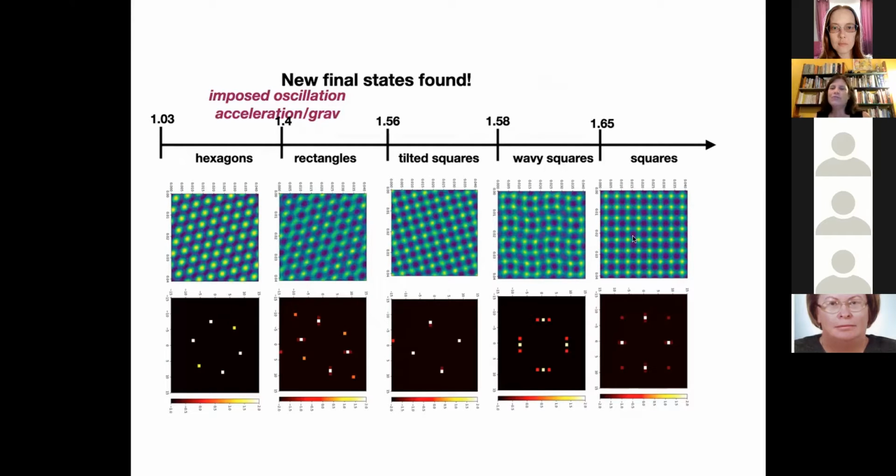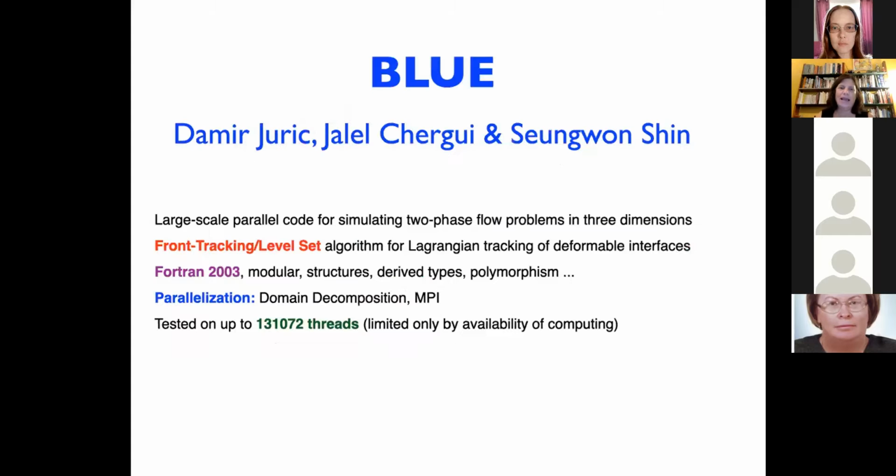So we found all of these different patterns, not just the waves, but to our surprise, we also found these other patterns. This is what they look like in the Fourier space. Hexagons have a hexagonal lattice, and these are tilted squares, which have a square spectrum. And now it's time for me to tell you a little bit about the code that they're very proud of.